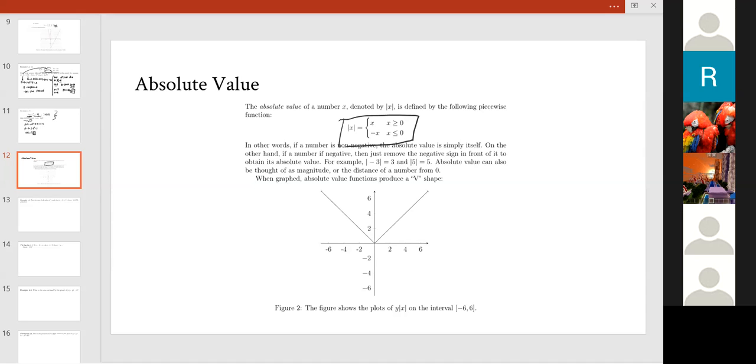So for example, absolute value of 3 is just going to be 3 because 3 is greater than or equal to 0. And similarly, for any positive or non-negative number, the absolute value is going to be that same number. And then for any negative number, like negative 5, absolute value is 5 because we want to take the negative of this number. So you can think of that as just removing the sign in front of any negative number to get the absolute value. So this is what the graph of the absolute value function looks like. It's just a V-shaped curve.